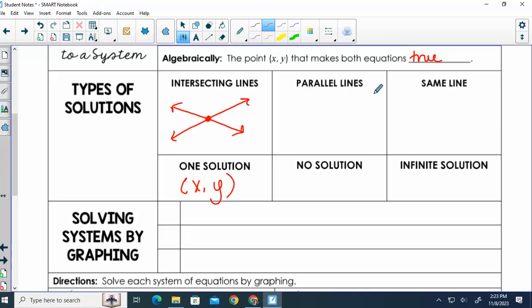Sometimes we might have parallel lines. What do I mean by parallel lines? Yeah, they're the same slope, they never meet. So if I'm looking for the solution, that's the intersection point. There is no intersection. So it is no solution. There is no ordered pair that makes them both true.